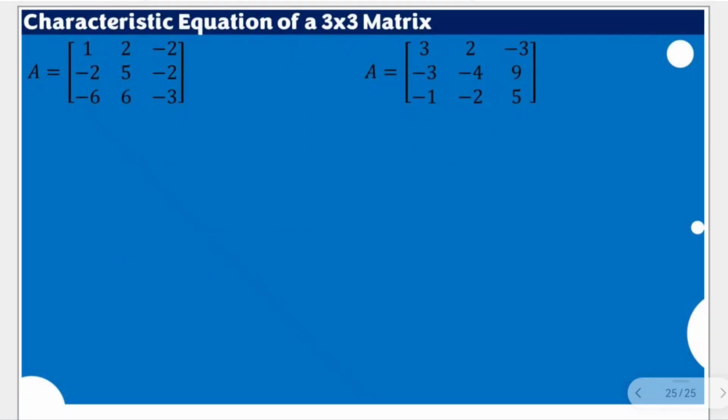Hello, here we need to come up with the characteristic equation of these two 3x3 matrices. The equations that we are going to come up with are very important in solving for the correct eigenvalues, corresponding eigenvectors, and the representative eigenspaces of the two matrices. Now, to solve for the characteristic equation, we are going to use this given expression.